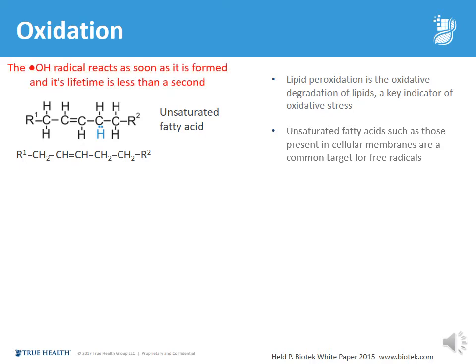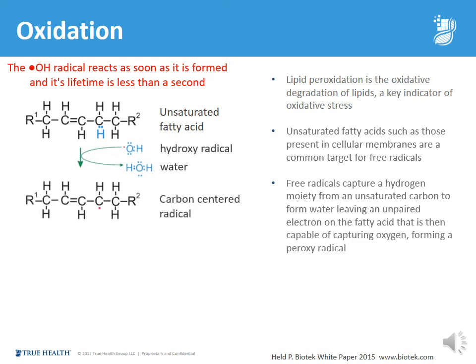Now, the hydroxy radical, once it's formed, is looking to attach to another atom that has space for it. Remember, it has an unpaired electron, and this occurs extremely quickly after it's formed, less than a second. So look at that fatty acid. You see the hydrogen depicted in blue there. Here comes the hydroxy radical with a free electron, which is colored as a red dot in this diagram, and it's going to interact, it's going to steal that hydrogen, and then you create water.